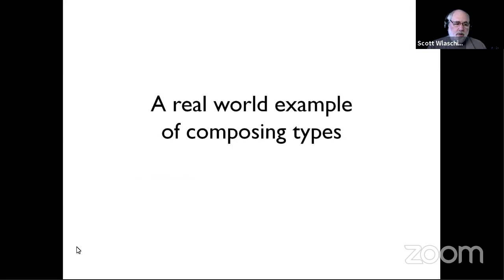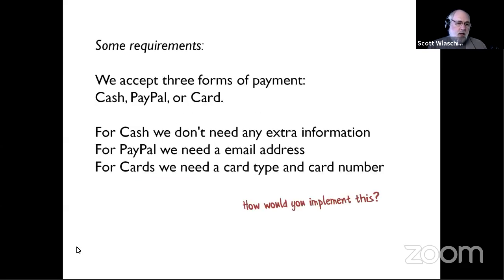So let me give you a real world example of how this actually works. So let's say you have requirements to model a payment and you take cash, PayPal, or card. Now for cash, there's no extra information. For PayPal, there's an email address. And for cards, we have a card type and a card number and an expiration date and a security code and all that stuff. So how would you implement this if you were going to implement it?